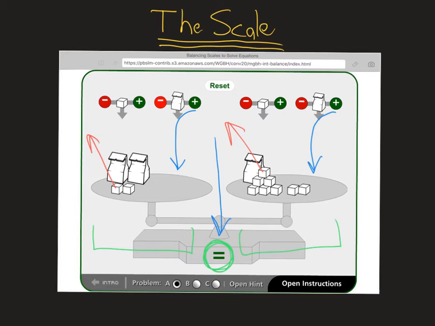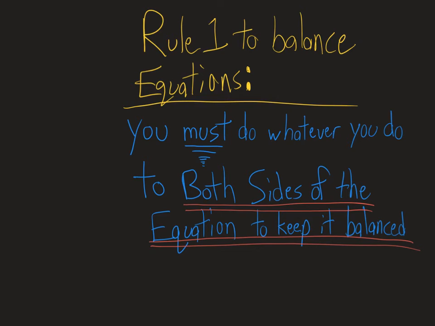Your job is just to continue keeping it balanced as you unload the scale and get it down to just the variable. So in terms of this problem, I would say I'm going to take off a block from, let's see if we can, well, looks like it doesn't work. We're moving on. Okay, so rule number one to balance equations right here.